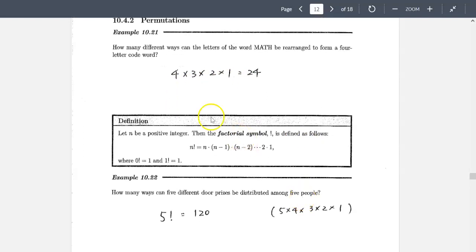Now, if you remember this from algebra, another quicker way to do this on your calculator is something called factorial. This is called 4 factorial. Factorial means taking that number and multiplying all the way down to 1, like this.